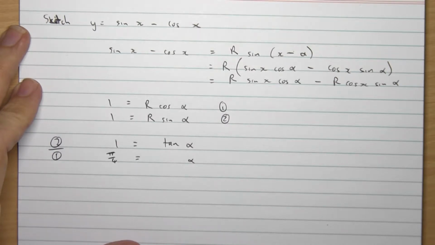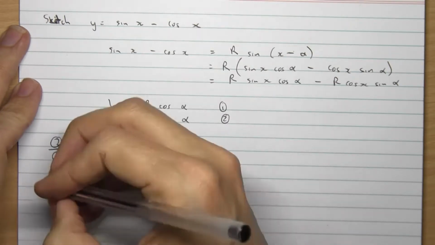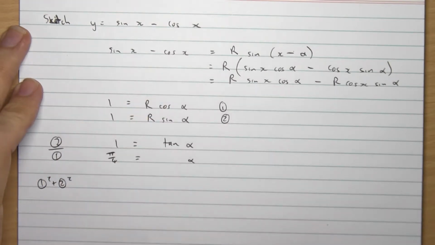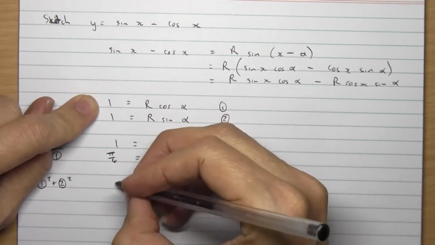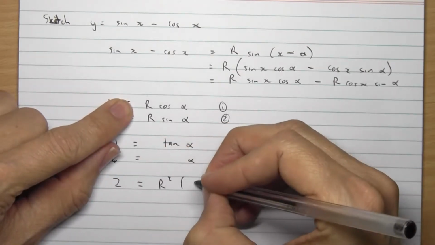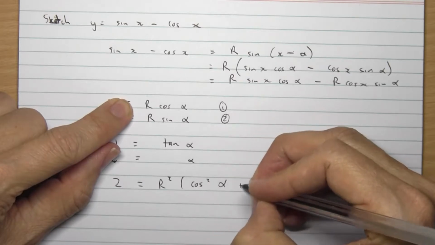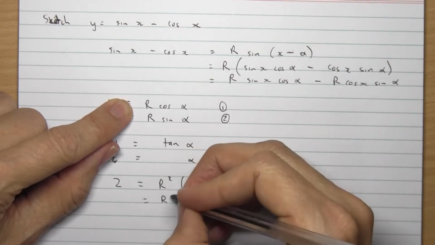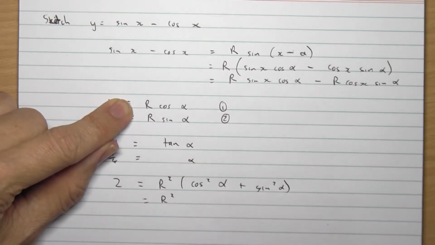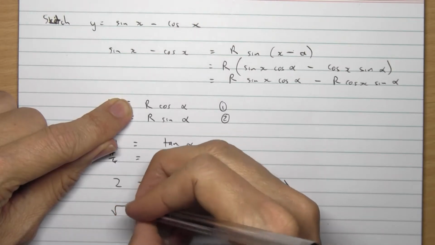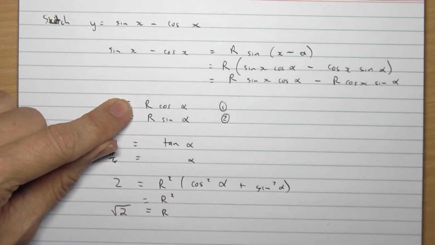Now for the other one, I have to square them and add them. 1 squared plus 1 squared gives me 2, and this is r squared cos squared alpha plus sine squared alpha, which means it's r squared times 1, which means r is square root of 2. And we're only working in the positive section, okay, because we're only working greater than 0.